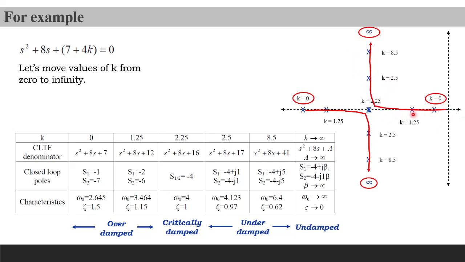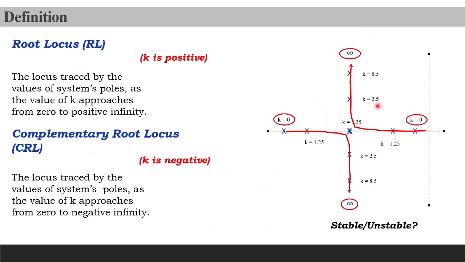So this path is nothing but the loci, the path followed by the poles as I change the values of k. This loci traced by the poles, or the roots of the system, is called root locus. This is basically the definition: root locus is the path traced by the values of system poles as the values of k approach from 0 to positive infinity.